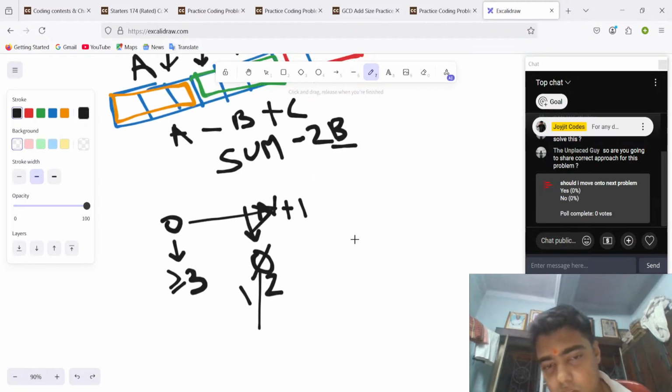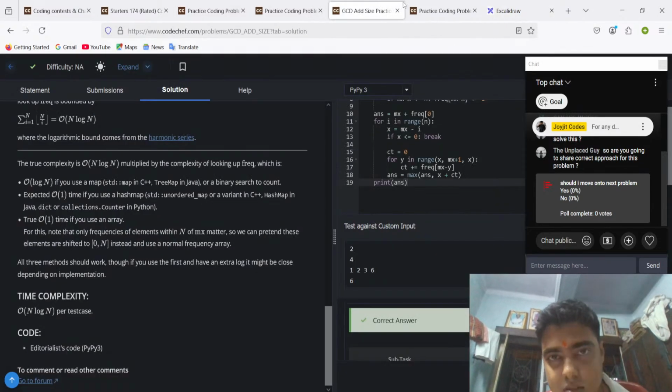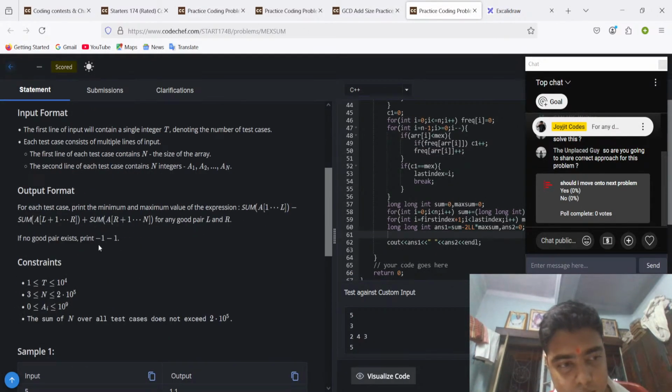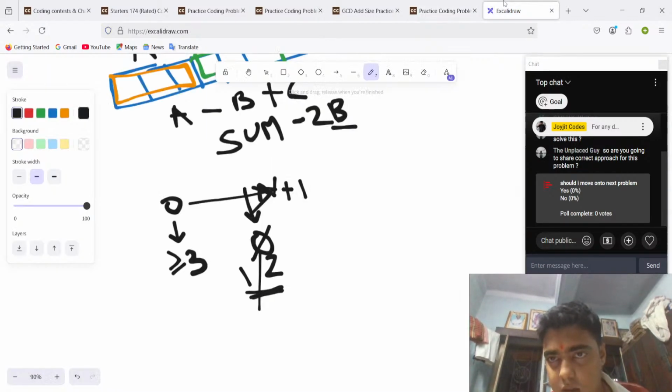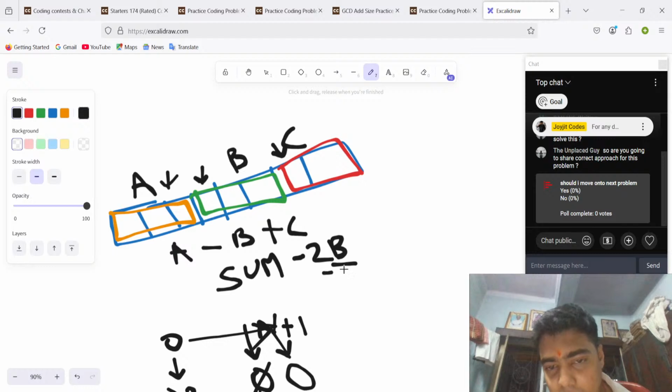Okay, so for 1 and 2 there is an exceptional case. If you find a 1 and 2, you can directly return minus 1. Minus 1 means this condition: if no good pair is present, print minus 1. The first moment you encounter a 0, it means that this is going to be the max. Since we have to minimize, let's first maximize the value of B so that we get the minimum value.